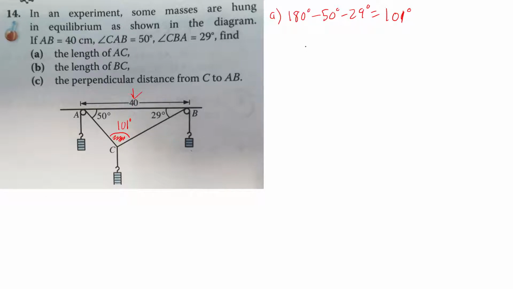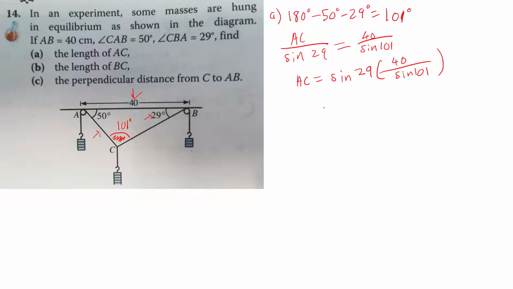So since we want to find AC, we write AC down here over sine of the opposite angle, which is 29. So 29, this one is the opposite side AC, is equal to the pairing of 40 over sine 101. So AC will just be equal to, moving over, becomes times sine 29 times 40 over sine 101. This will give me 19.8, and this one is to 3 significant figures. So over here I have 19.8.